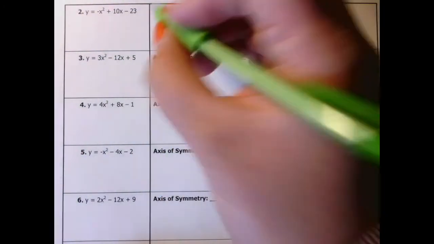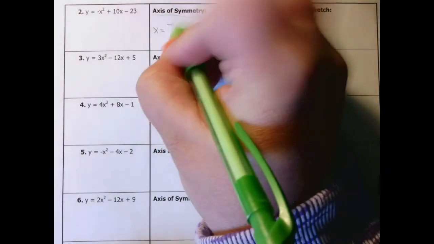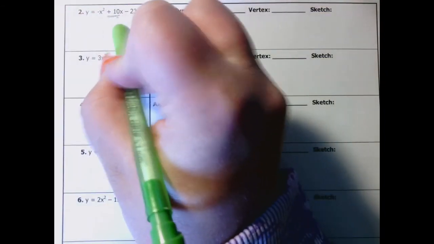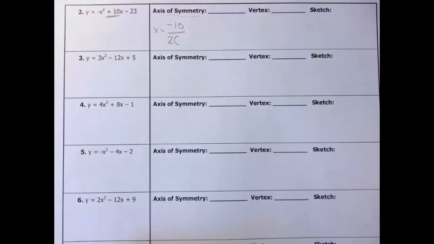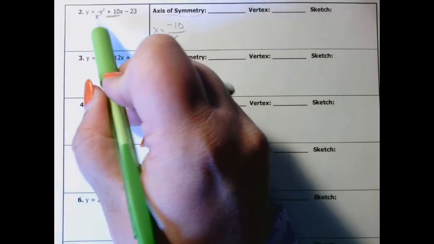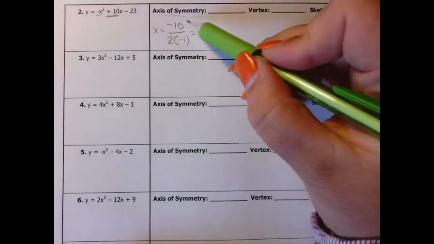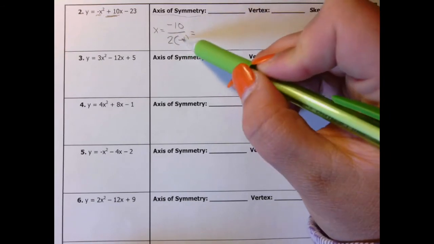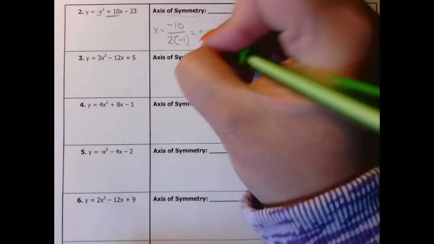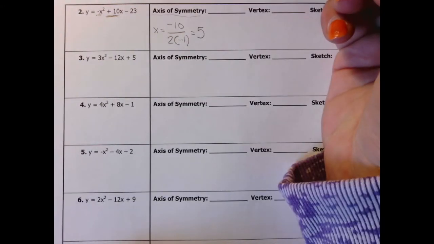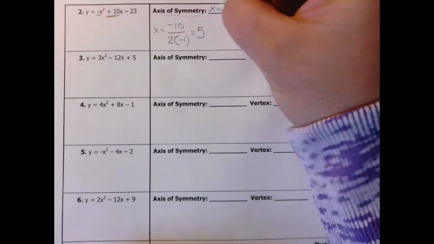So we're going to use our formula. x equals -b over 2a. So -b, my b value is going to be positive 10. So I'm going to have -10 divided by 2 times a. And in this case, my a is going to be -1. So then doing the math out, I'm going to have -10 divided by 2 times -1, or -2. So -10 divided by -2 is going to give me a positive 5. So my axis of symmetry is going to be that vertical line at x equals positive 5.